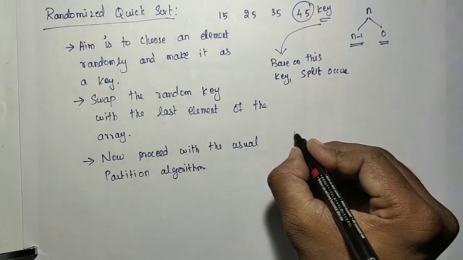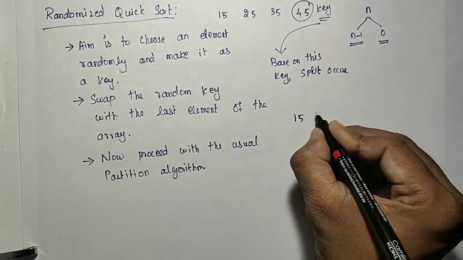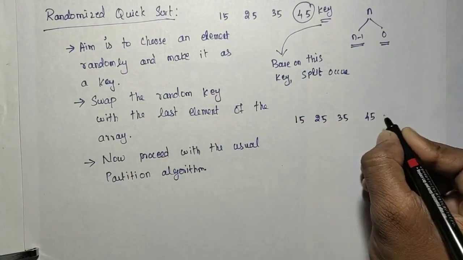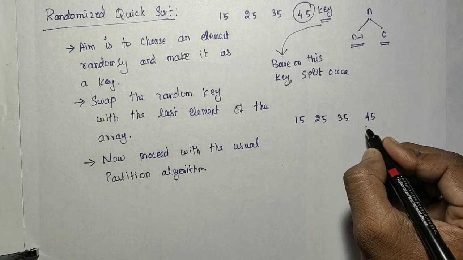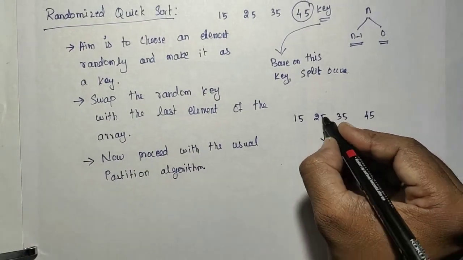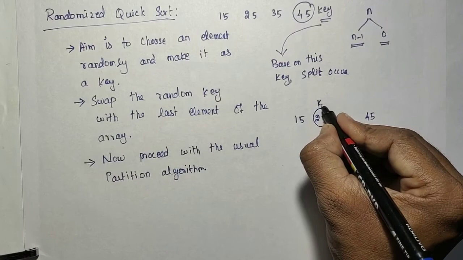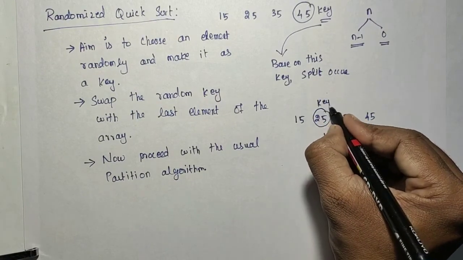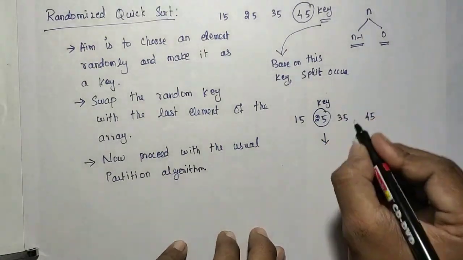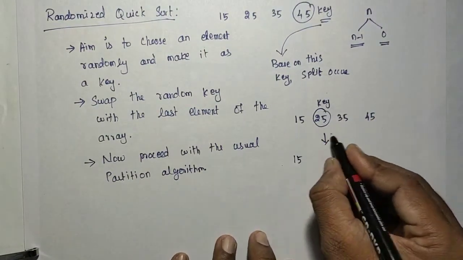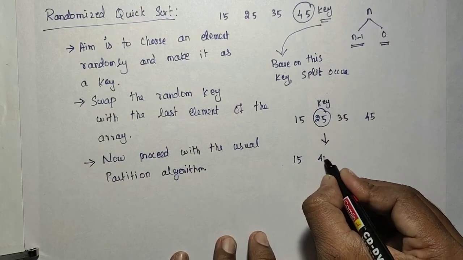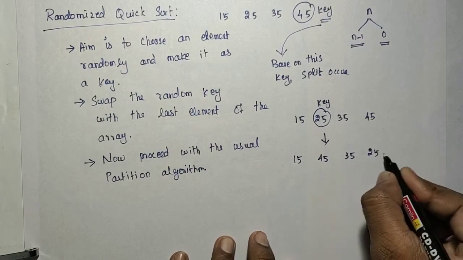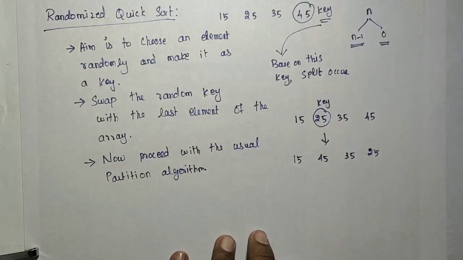How it will be: if the input is 15, 25, 35 and 45, usually this last one will be selected. Instead, we are going to select a key randomly. It is not necessarily 25; it may be 35 or 15. The random key is going to be swapped, so the input will be modified as 15, 45, 35 and then 25.